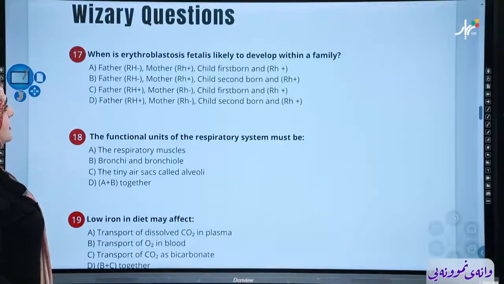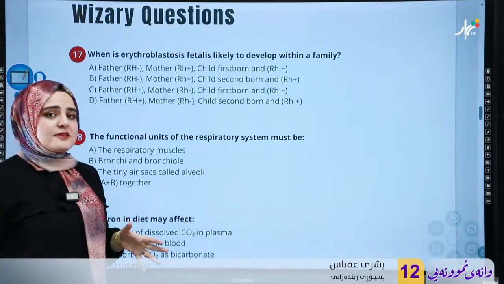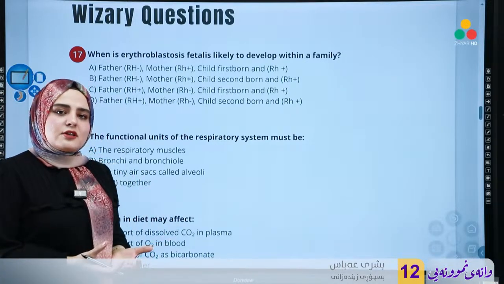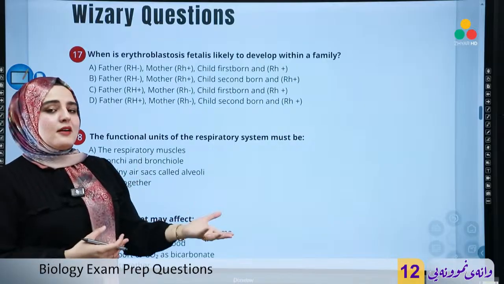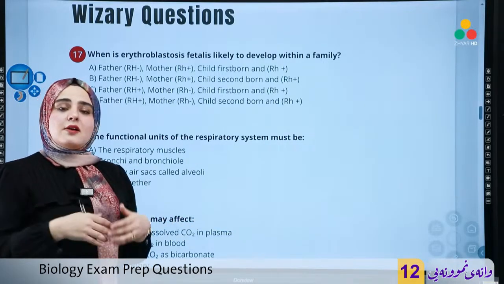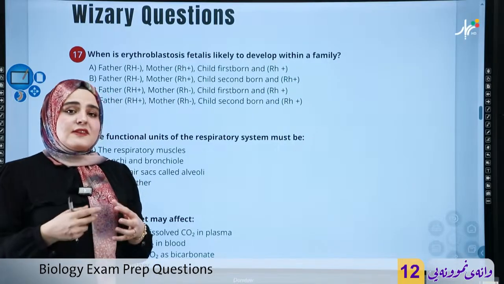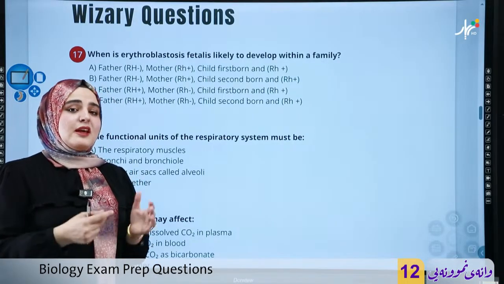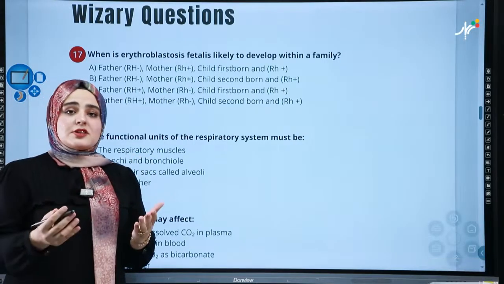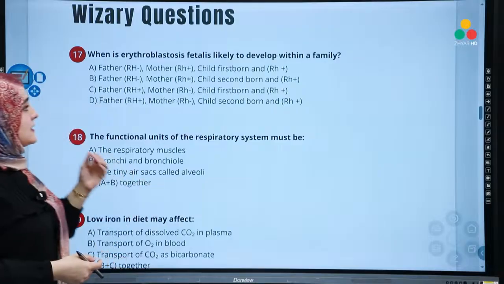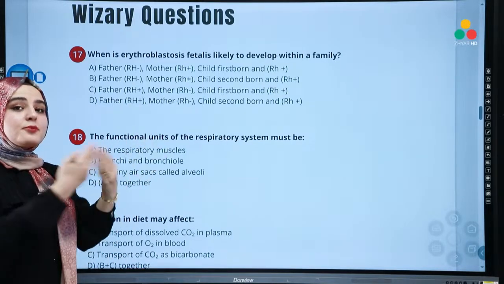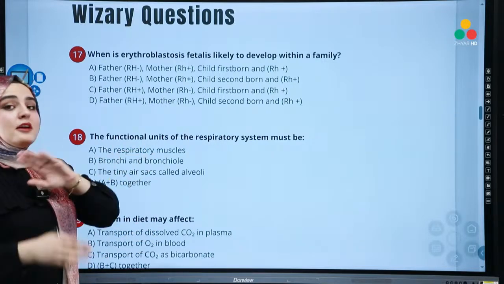Our next question, 17, is about erythroblastosis fetalis. It's a condition where a mother has a negative Rh in the blood, but the baby had a dominant gene from the father and now has a positive blood type. This creates a problem for the baby if there is a breach between the blood and the mom develops an Rh antibody, okay? This is going to kill it. The Rh antibody from the mom's body kills the baby if it reaches it. I said if, not all the time.